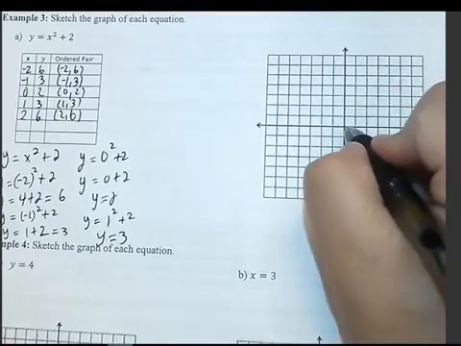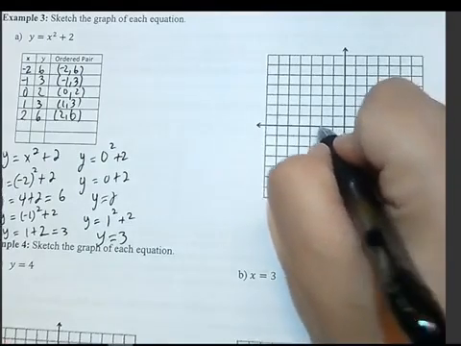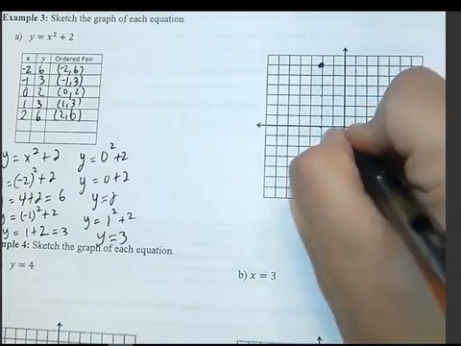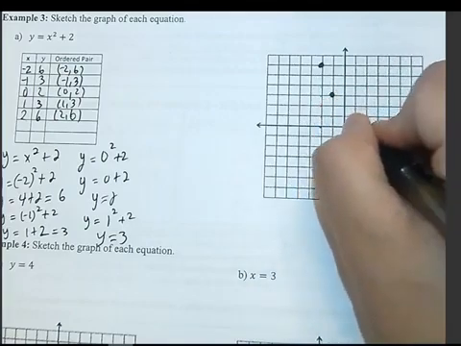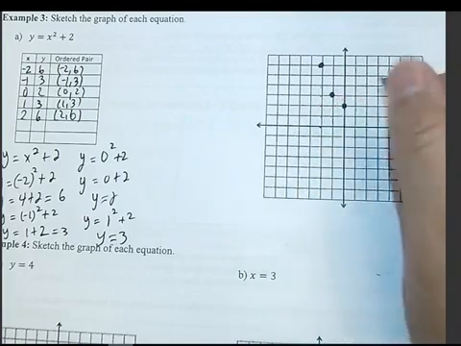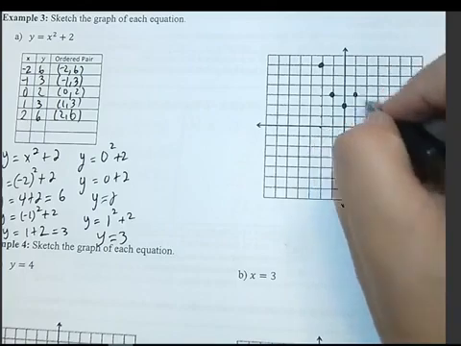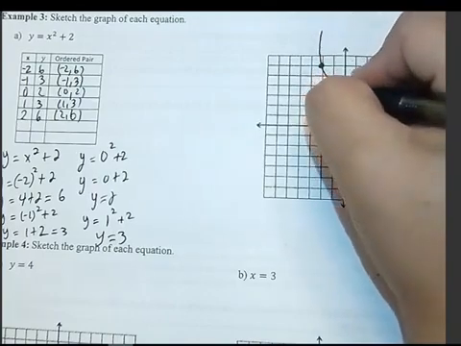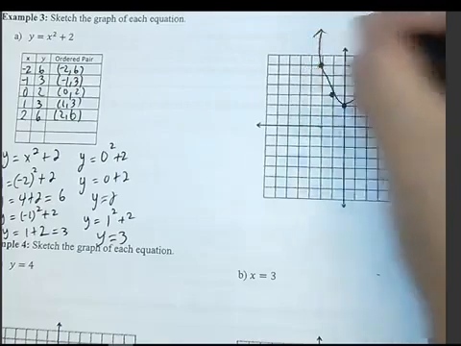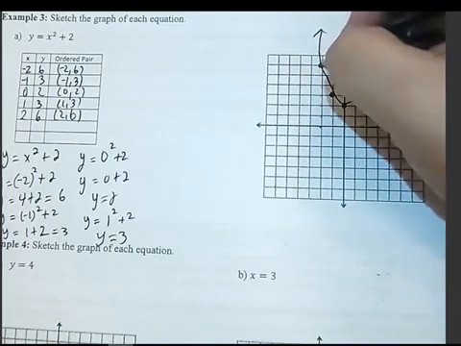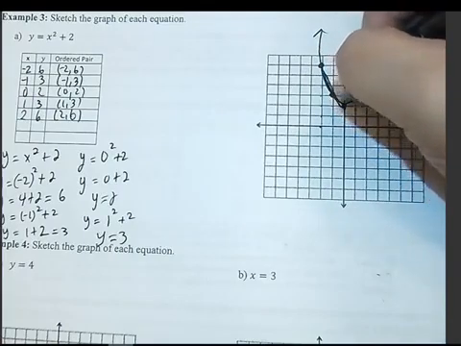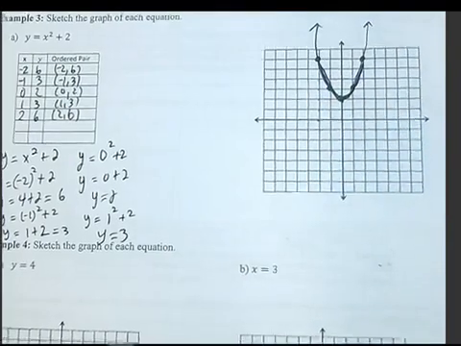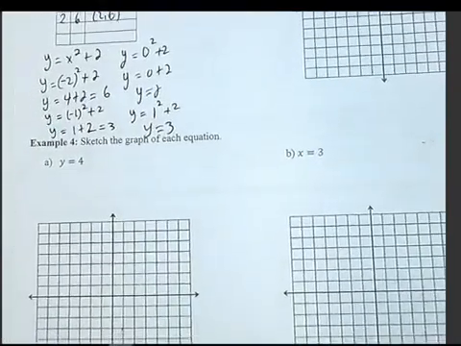So let's plot the points. We get -2 and 6, -1 and 3, 0 and 2, 1 and 3, and 2 and 6. And so if I connect my dots here, then we get what we call a parabola, which we'll learn more about in chapter 2. Okay, so let's go to the next one.